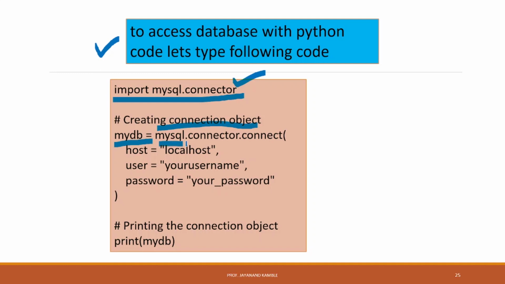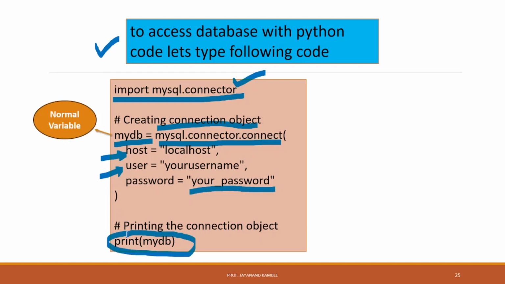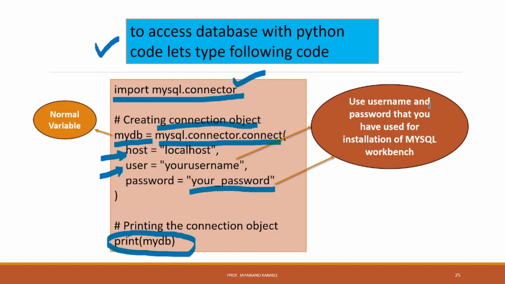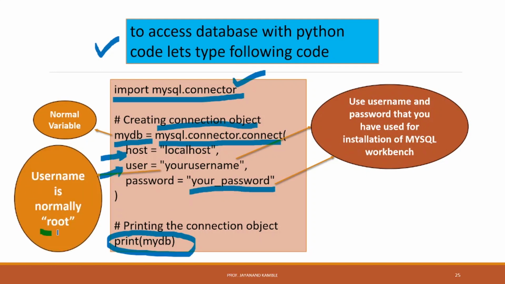For this we need to call the mysql.connector.connect method. In that we have to pass the host as localhost, the user as the username that we used at the time of creating the database, and the password, which is the password that we gave at the time of installation of the MySQL database. Then we print the connection object, that means we print the connection string. The username and password are the ones we used at the time of installing Workbench. The username is usually root, and the password is the one we set.